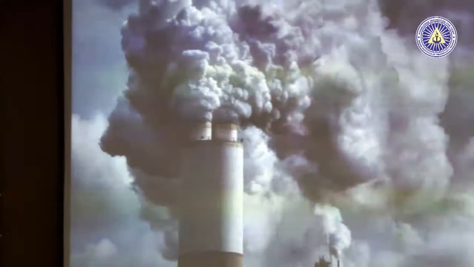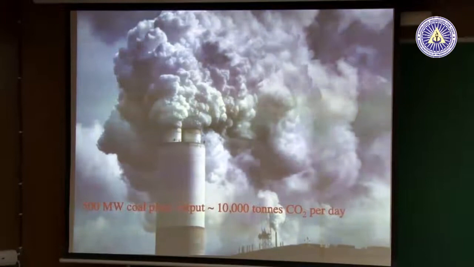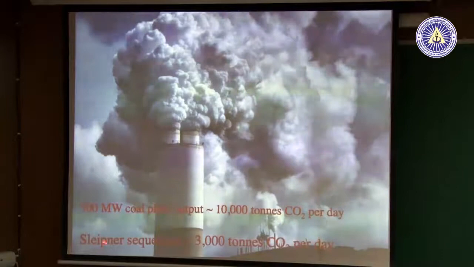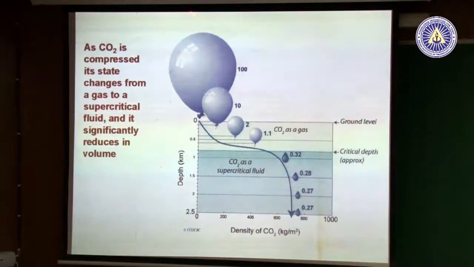Okay, well, now, this is a typical power plant. A 500 megawatt power plant puts into the atmosphere some 10,000 tons of carbon dioxide each day. And you can imagine how many such coal power plants there are. And Sleipner, which we'll talk about in a moment, stores in a way that we'll also talk about 3,000 tons per day. We're probably storing something like totally throughout the Earth 10,000 tons per day. And that's just equivalent to what one power station puts up. Really very little indeed.